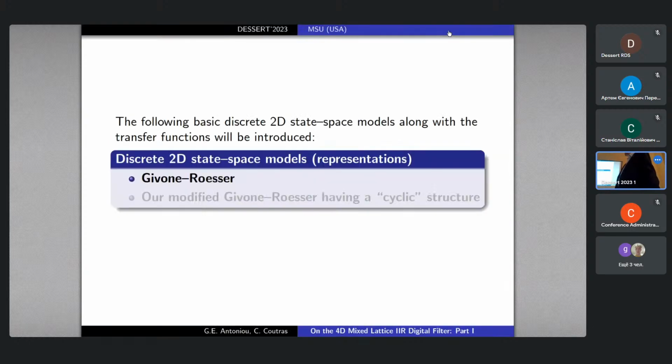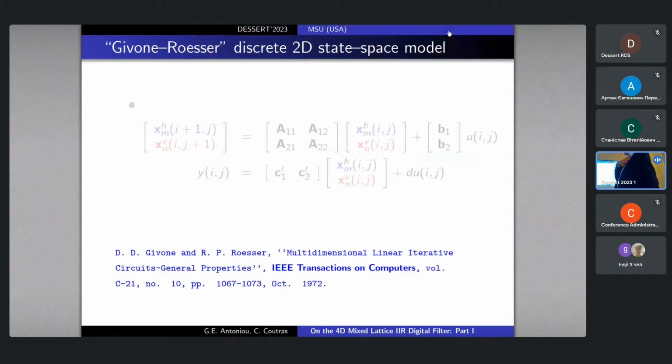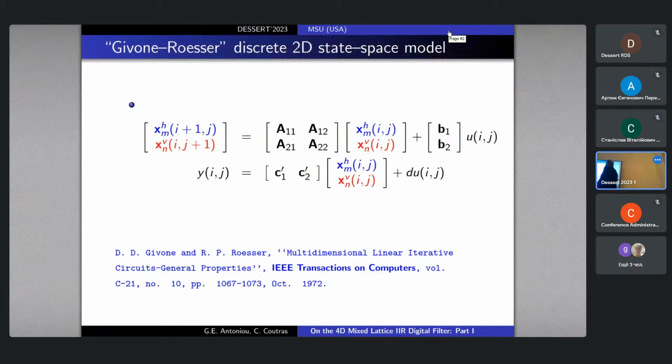2D. Now, we have three models. One is the Roesser, and I'm going to introduce a new modified one for my filter. Okay. The first one was introduced in IEEE Transactions on Computers, and this has i plus 1, j plus 1, which means vertical and horizontal, okay, an image. And this is the input, and this is the output.